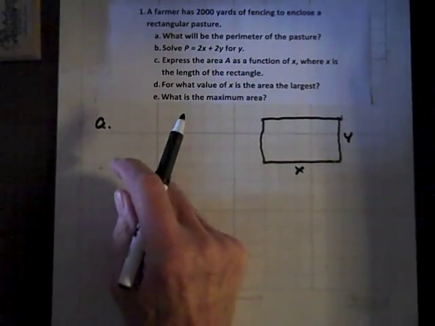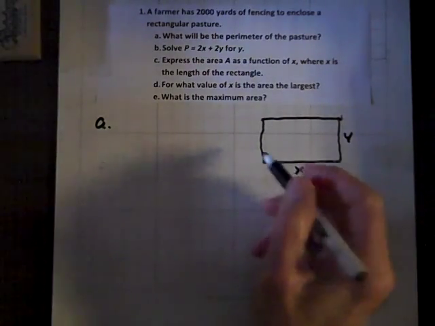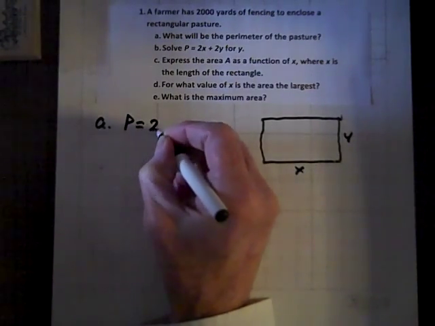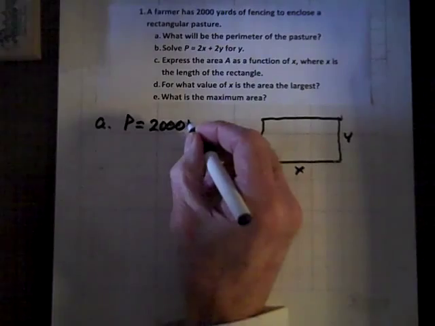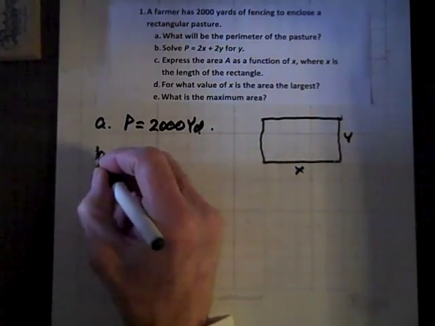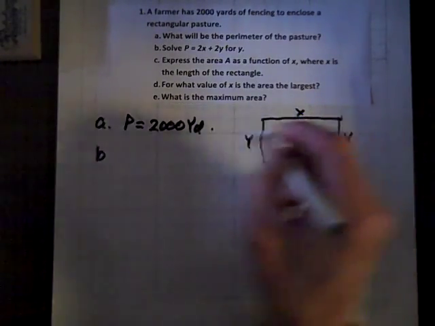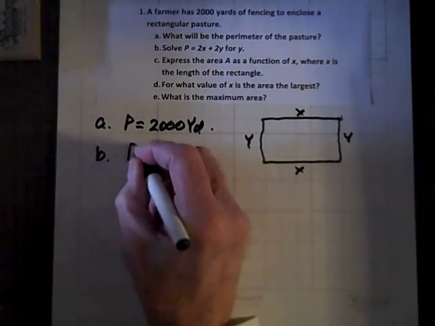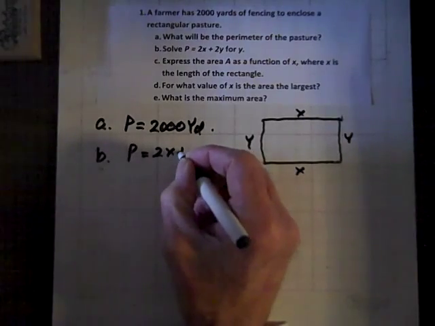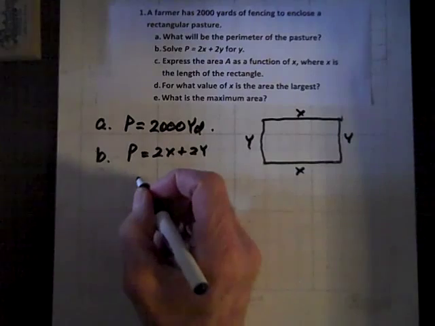Well, he's got 2,000 yards of fencing, and if he's going to go clear around this pasture, then the perimeter is going to equal 2,000 yards. Now, it says B. By the way, I can put another y here and an x there. So the perimeter equals 2x plus 2y, and it asks us to solve for y.